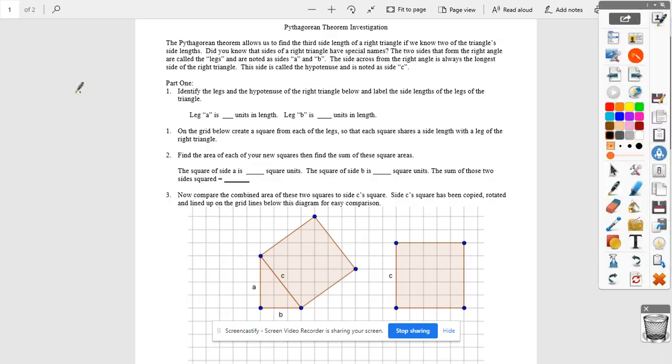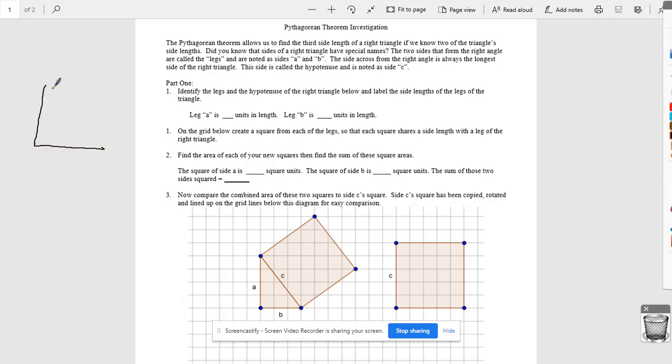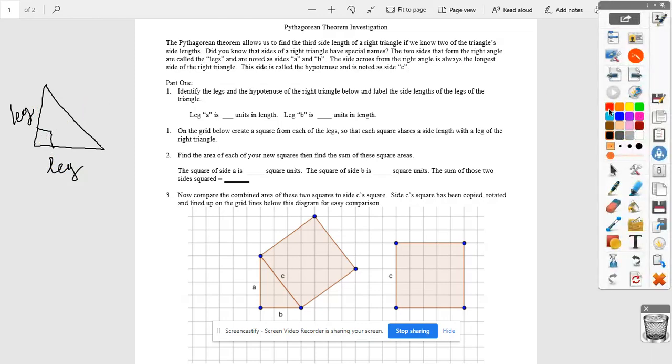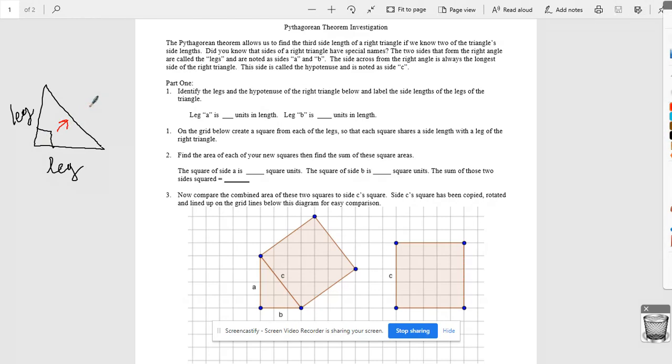So, for example, if we have a right triangle like such, we would have a leg here, a leg here. These two legs make up that right angle, and across from that right angle, we would have the hypotenuse. Most of the time, we'll call these A and B, which we can interchange, and this is almost always going to be C.